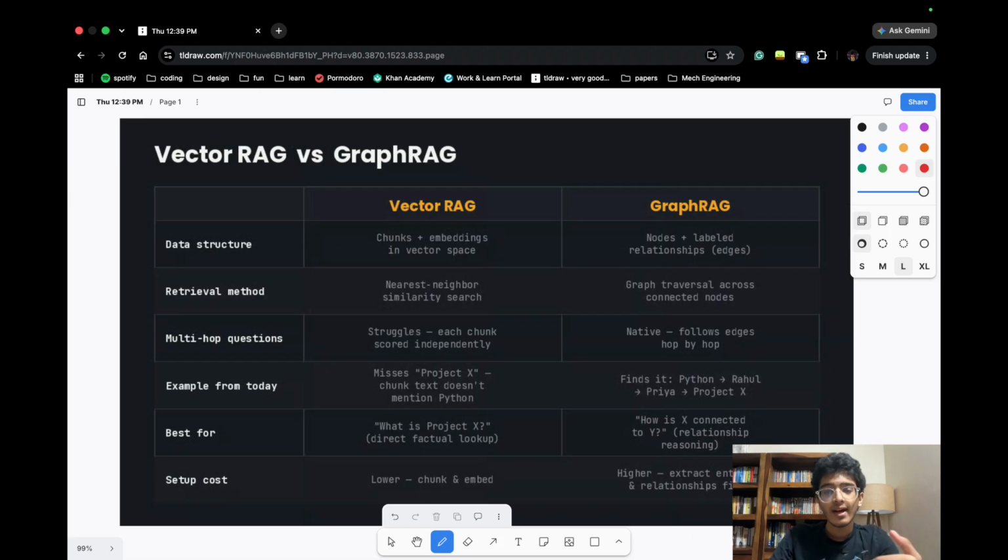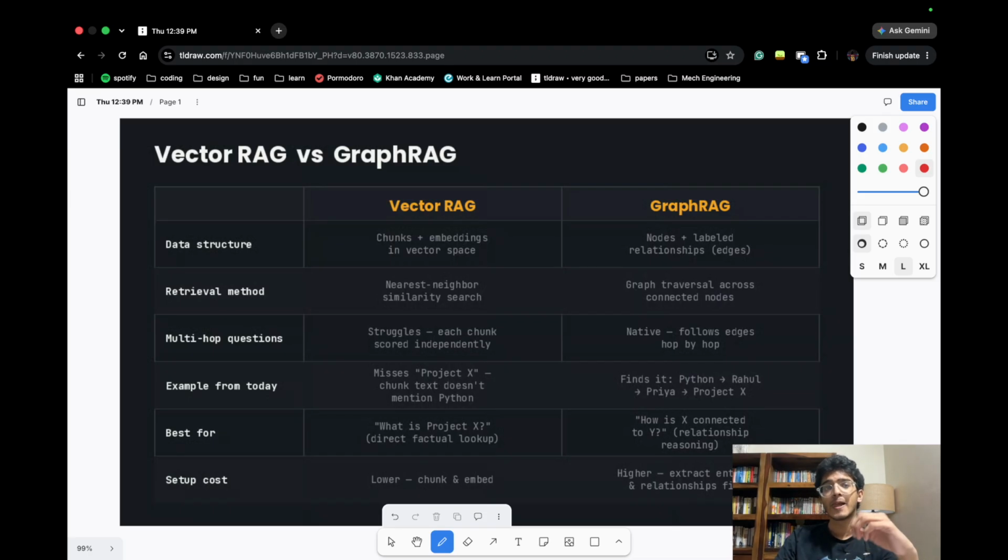So you may ask, where is plain RAG sufficient? If your question is a direct factual lookup, like what is Project X, what does Rahul know, a single relevant chunk answers completely, no chaining is required, and that is where vector RAG shines, because vector RAG is simpler to set up, cheaper to run, and honestly the right default for most retrieval problems. Document Q&A, FAQ bots, semantic search over a knowledge base, vector RAG handles the vast majority of that pretty well.